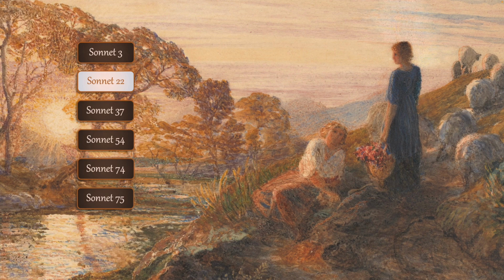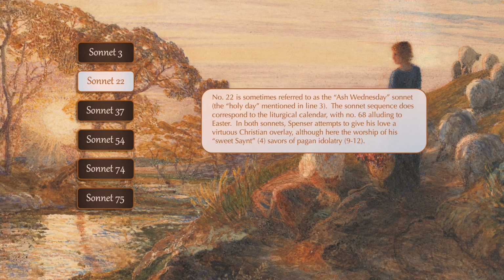Number 22, this is sometimes referred to as the Ash Wednesday sonnet. That's the holy day that's mentioned in line 3. The sonnet sequence as a whole, the Amoretti, does correspond to the liturgical calendar, with number 68 alluding to Easter. It's far more complicated than this. But since we're not reading all the sonnets in the sequence, it's hard to make the case for it.